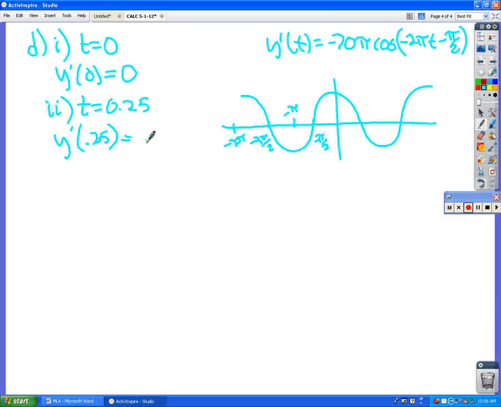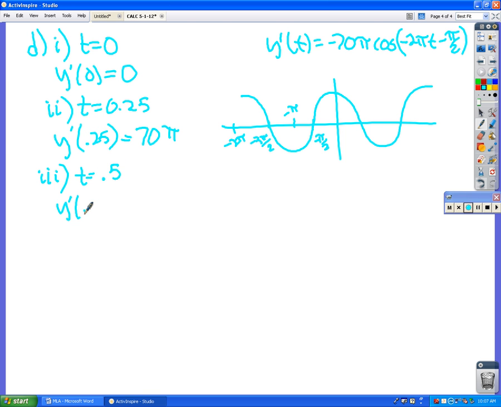Okay, so I have to plug in 0.25, so negative 2 pi times 0.25 is what? Negative pi over 2. And negative pi over 2 minus another pi over 2 is negative 2 pi over 2, which is negative pi. So that's going to be negative 1 times negative 70 pi, which is 70 pi. Next one's going to be, I predicted that was 2 rows.